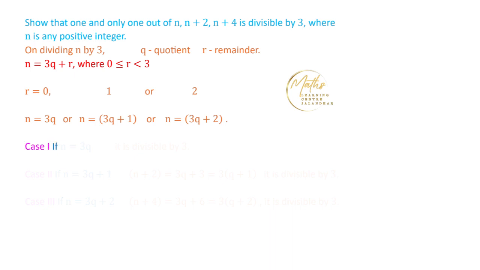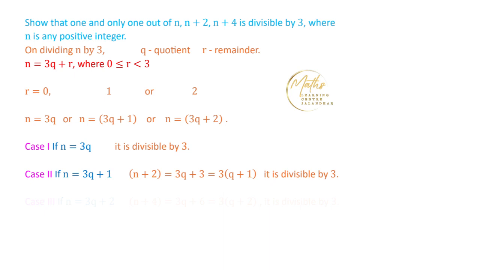In the first case, if n is equal to 3q, then clearly this number n itself is divisible by 3. The next case is if n is equal to 3q plus 1, then this number is not divisible by 3. But if we calculate the number n plus 2, we get 3q plus 3, which is equal to 3 times q plus 1. So if the positive integer n is of the form 3q plus 1, then n plus 2 will be divisible by 3.